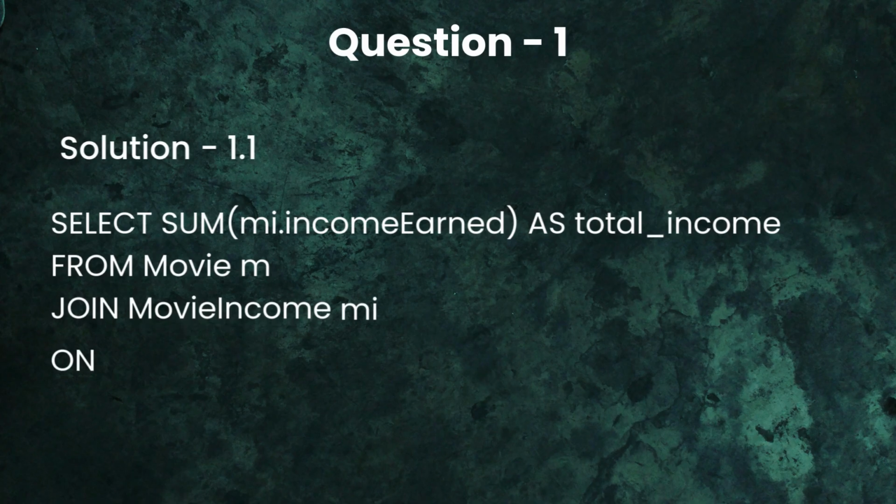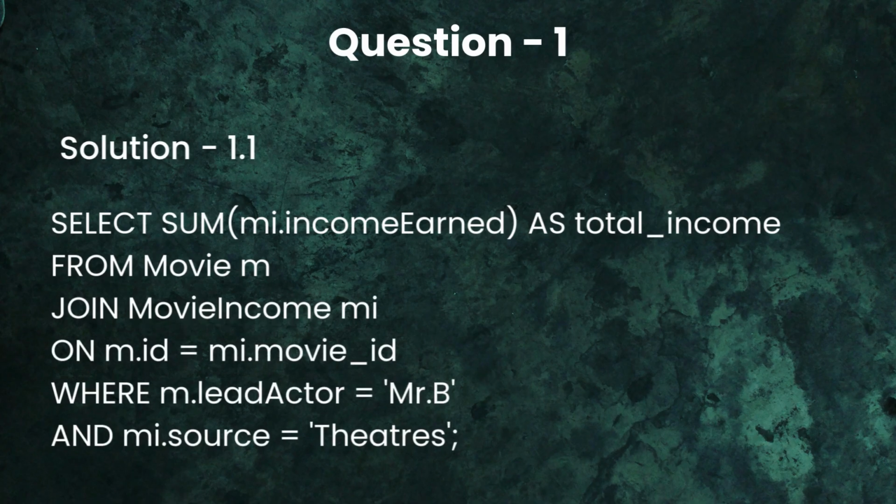So the steps are simple. To get the output, first you need to join the two tables, the movie and the movie income table, based on movie ID. After joining, you need to filter by the lead actor as Mr. B, and after that, filter income source as theaters. Then you can calculate the sum and you will get the answer. The SQL part is shown on the screen. This is a very common real world SQL interview question.